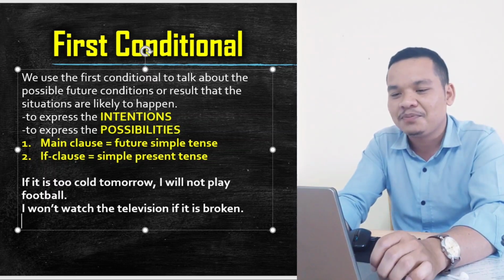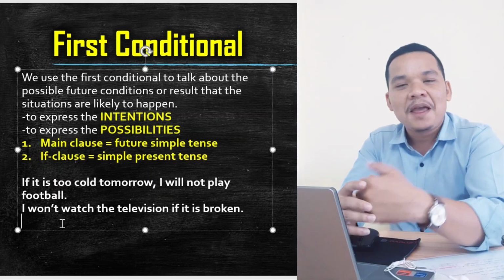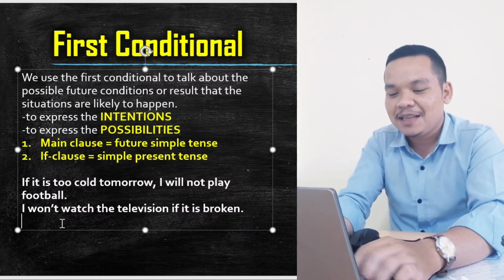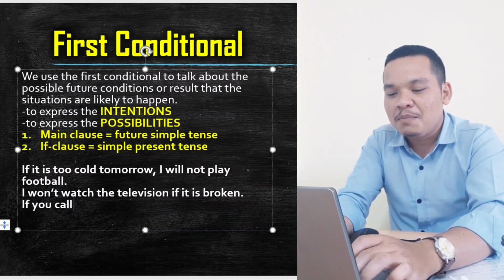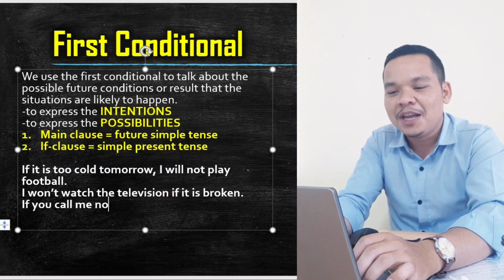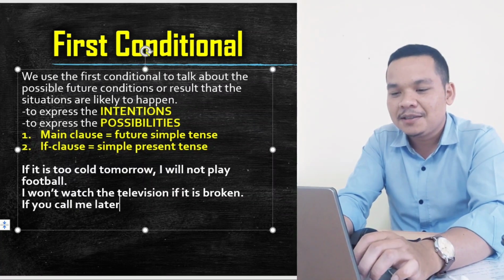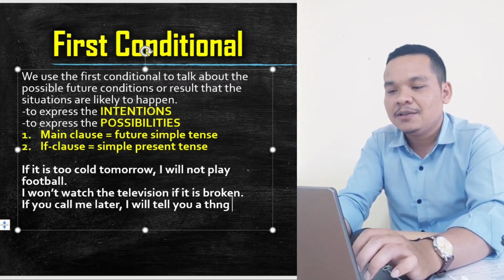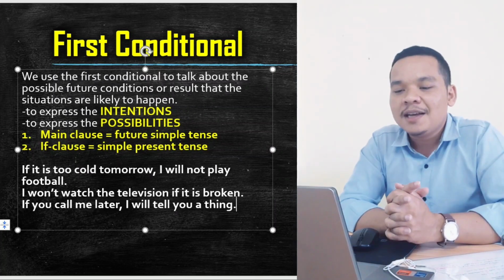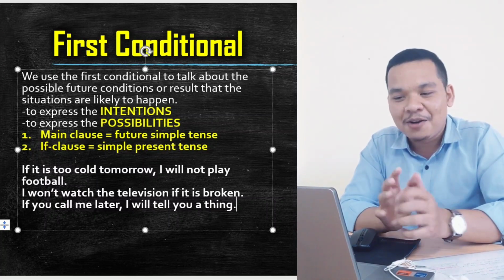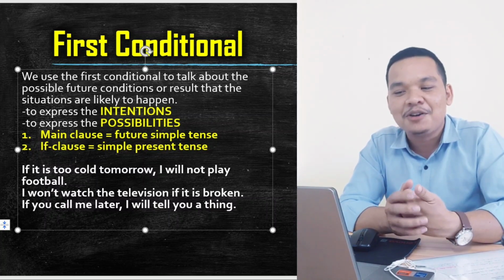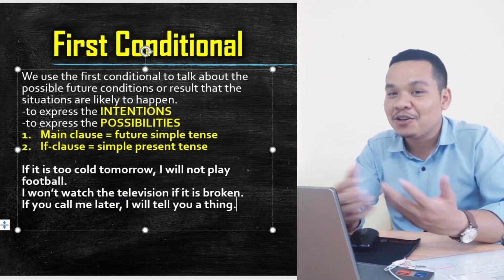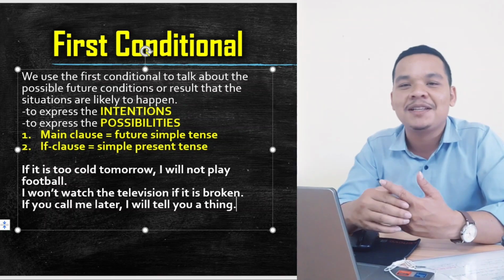First conditional. Another example: if you call me, I will tell you a thing. Okay, so I can make it: if you call me now or if you call me later, I will tell you a thing. Okay. I will tell you a thing. If you call me later, I will tell you a thing. You see? So something that we predicted, something that will happen in the future. Possibility. It's possibility. If you call me, I will tell you a thing.